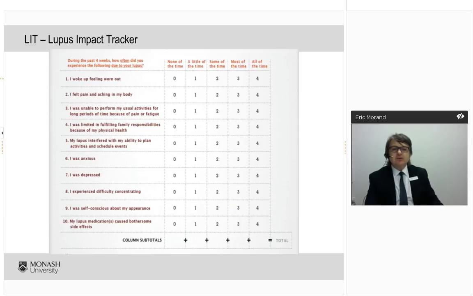So one way to try to get to that is something called the Lupus Impact Tracker. And as you can see here, it's scoring things that patients care about. I woke up feeling worn out. I'm anxious, I'm depressed. I have difficulty concentrating. My medicines cause side effects. It turns out that these are the things that patients actually worry about most. And patients can give a score on this instrument to the things that they care about, and we can add up a total score for how the patient feels about their disease.